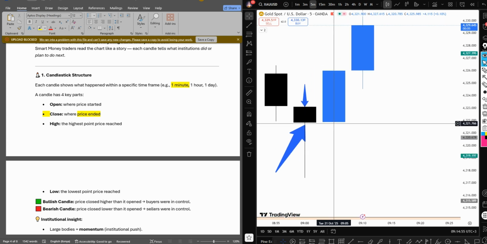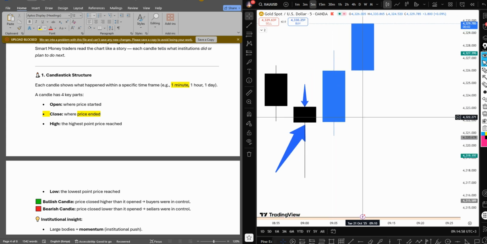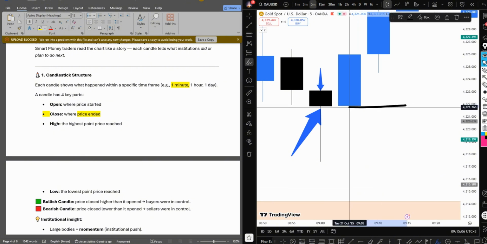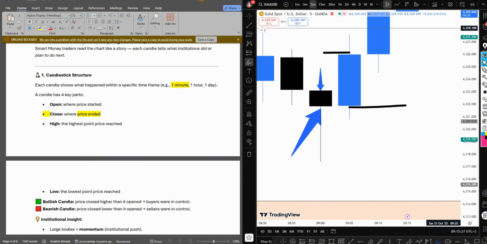Then we have this one. This is another example, involving a bullish candle. So the bullish candle, what this means is that price opened at this point, then price went to this high. After getting to this high, price rejected, came back. So this is the open, and this is the close. And this was the lowest point of the candle, and this was the highest point of the candle. So that's all about the candlestick structure.